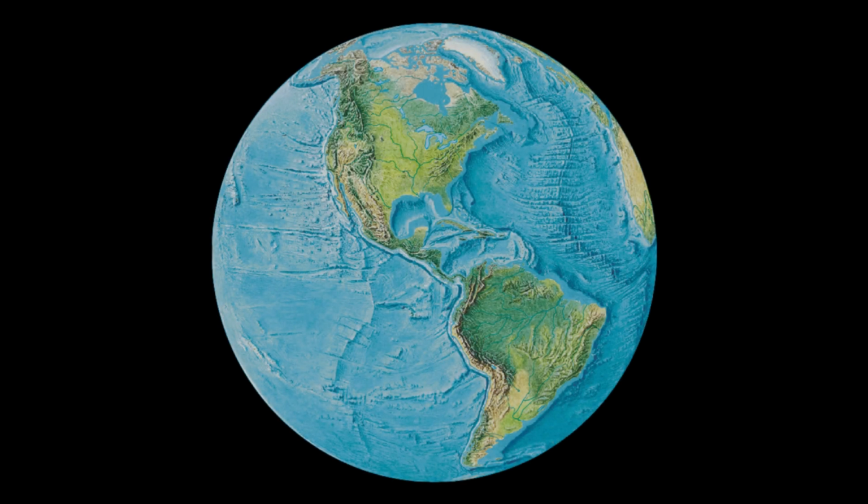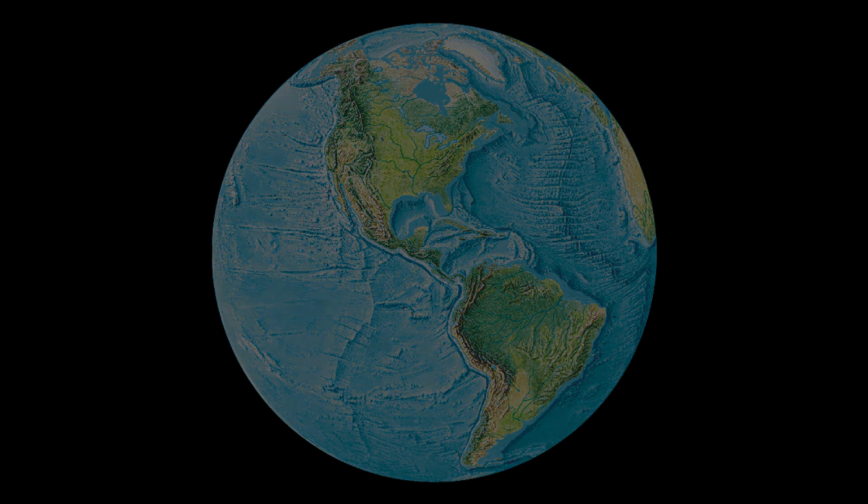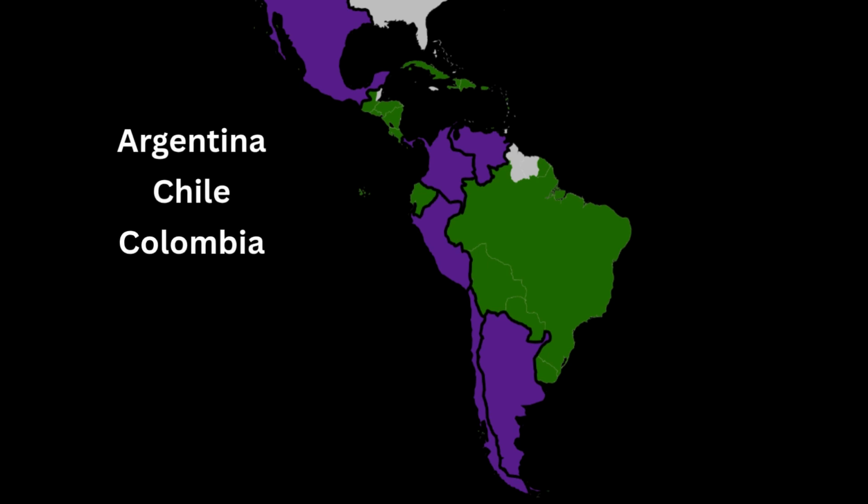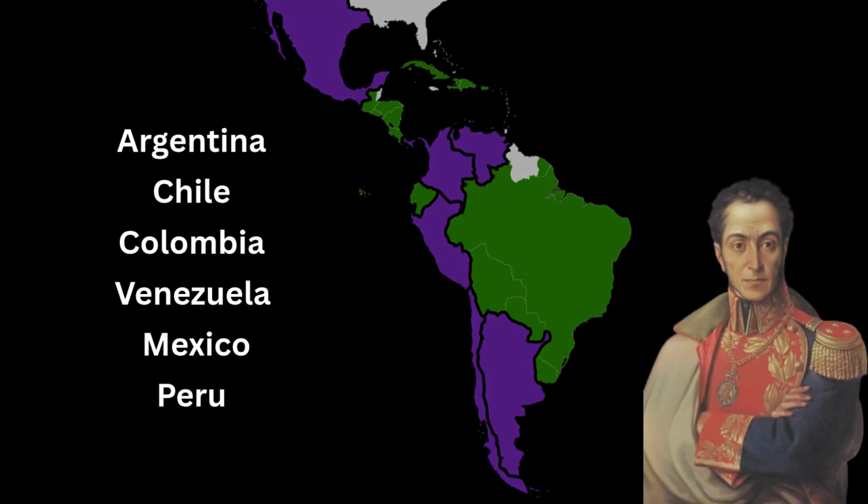Even as the United States was focused on expanding westward and consolidating its control of Florida, it kept a close eye on European ambitions in the Western Hemisphere. By the early 1820s, Spain's empire in the Americas was crumbling. Between 1816 and 1821, countries across Latin America, including Argentina, Chile, Colombia, Venezuela, Mexico, and Peru, successfully declared their independence, many inspired by revolutionary leaders like Simón Bolívar.